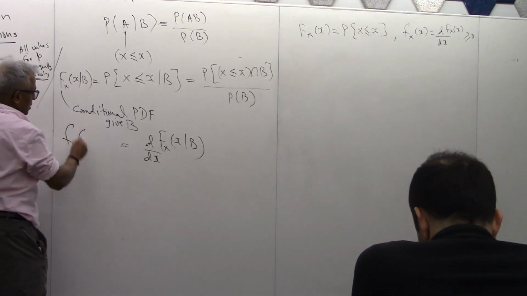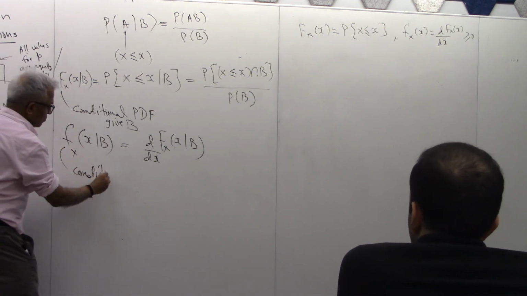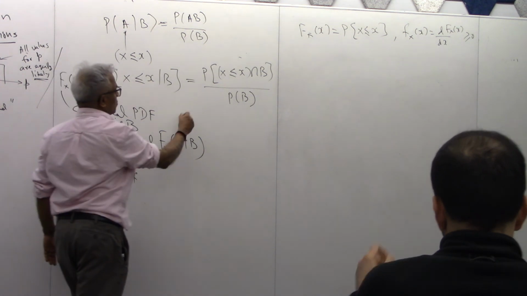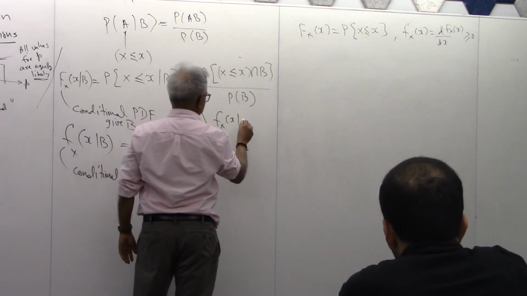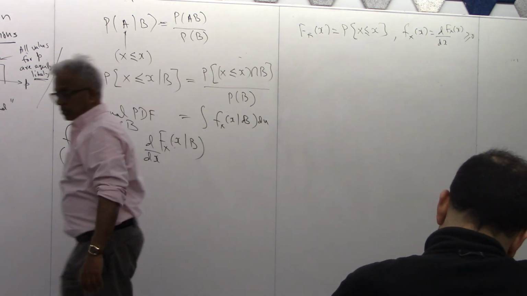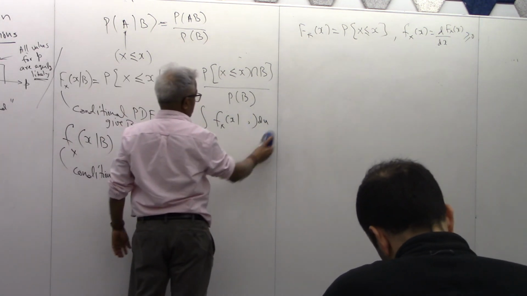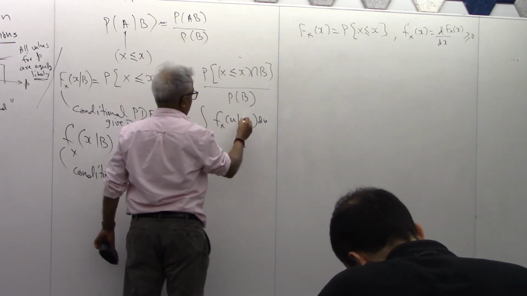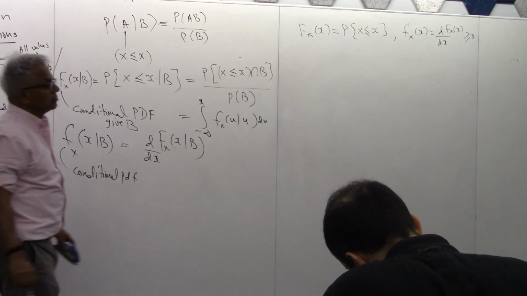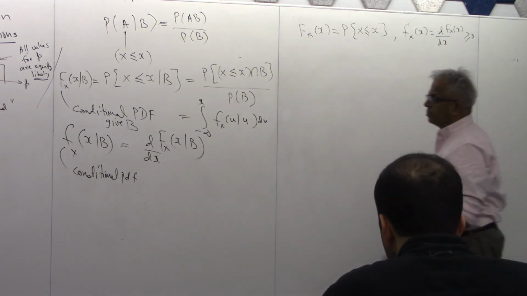So we'll denote this like this. This is the conditional PDF, probability density function. And it goes the other way also. In other words, from here, the integral of this gives you the distribution function. So before I do that problem, you have to do it a bit more. Let me do an example.